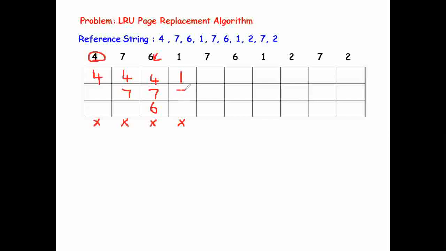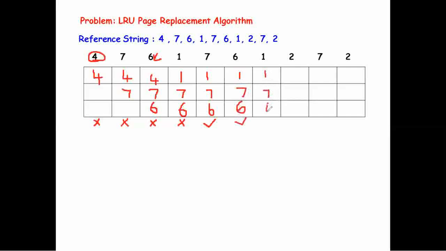When 7 is referenced, 7 is already available. So a page fault will not occur, which means that this is a hit. When 6 is referenced, 6 is available. So here also a page fault will not occur. When 1 is referenced, 1 is available. So here also a page fault will not occur.